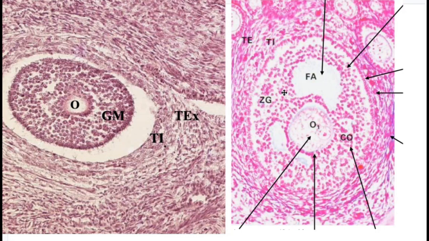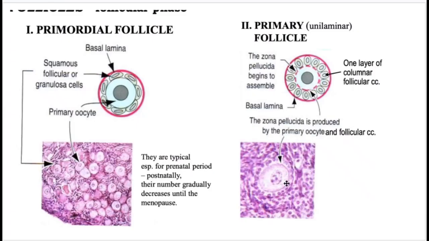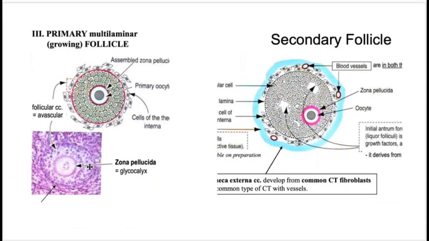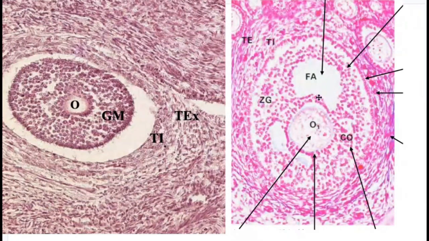You are not going to look at this and confuse it with this. Here you see one layer of follicular cells. Here you see multiple layers of follicular cells, and you don't see any white spaces. There's no way that this is going to be secondary. While here you see this huge white space, which is the antrum, and you know that this is going to be a secondary follicle. You're not going to confuse this with a primary follicle.